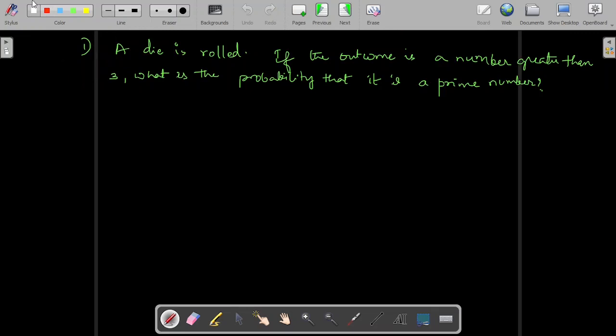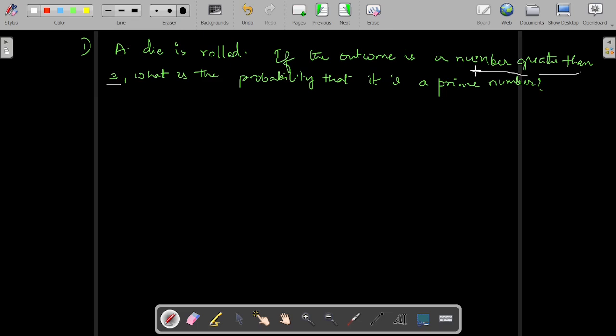See the first problem. A die is thrown. If the outcome is a number greater than 3, what is the probability that it is a prime number? The outcome is already given to you. Number greater than 3 means some event is given to you. It is the concept of conditional probability here. You have to find out the probability that it is a prime number. So how will you identify whether it is conditional probability or not? You have to read the question properly.